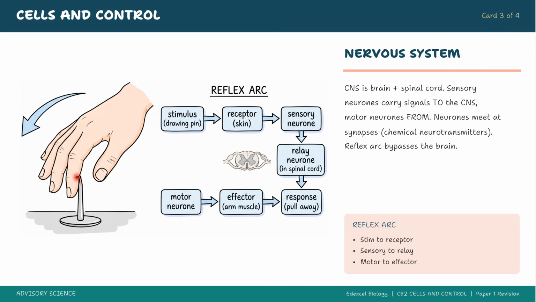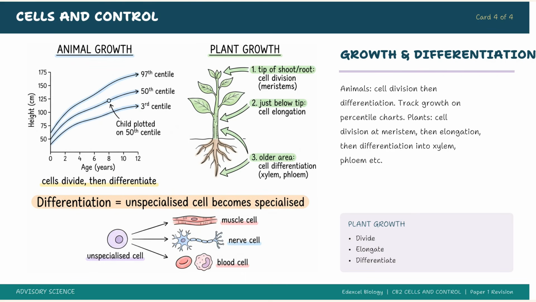Growth and differentiation. Growth works differently in animals and plants. In animals, cells divide by mitosis and then differentiate, meaning they take on a specific job, such as a skin cell, muscle cell, or blood cell. Doctors track how children grow using percentile charts. If you're on the 50th centile for height, that means half the children your age are taller and half are shorter.